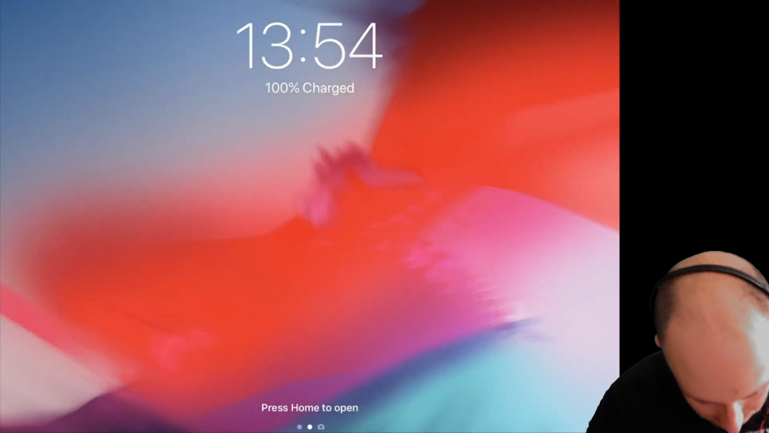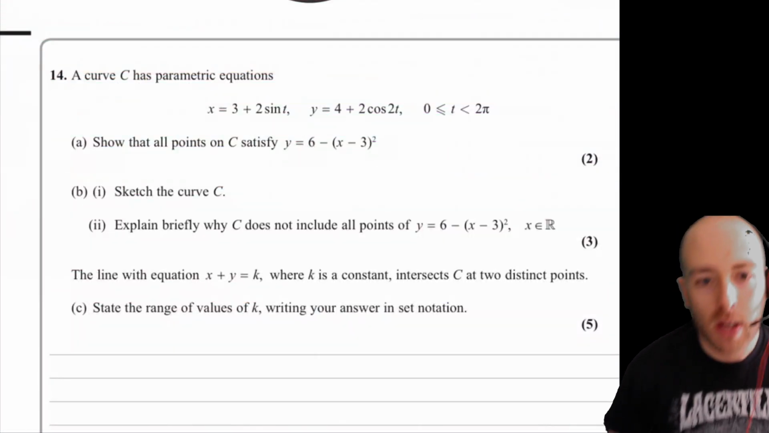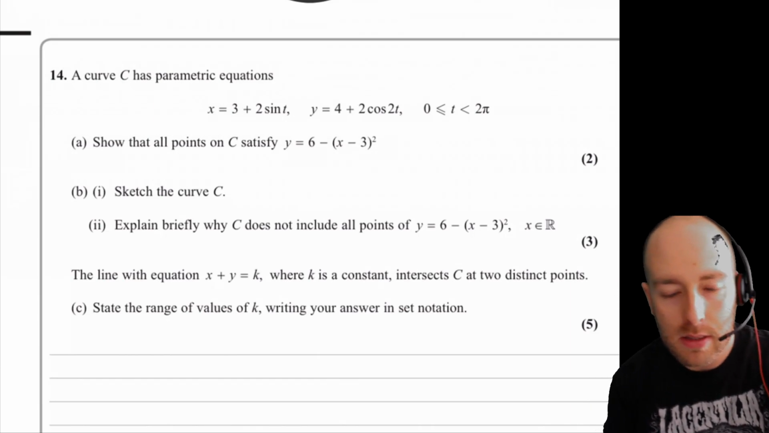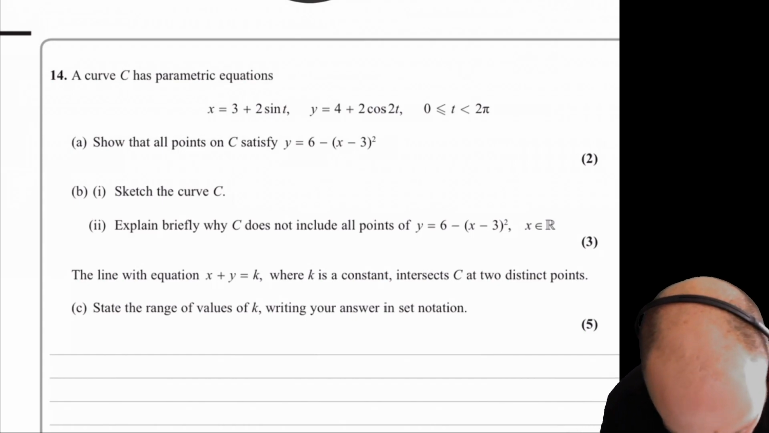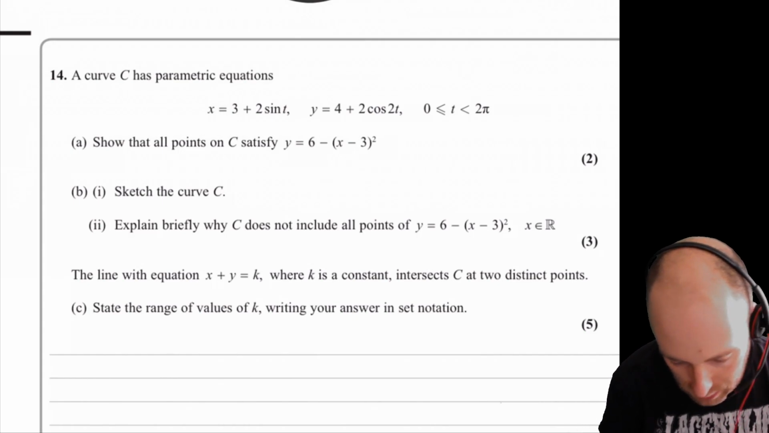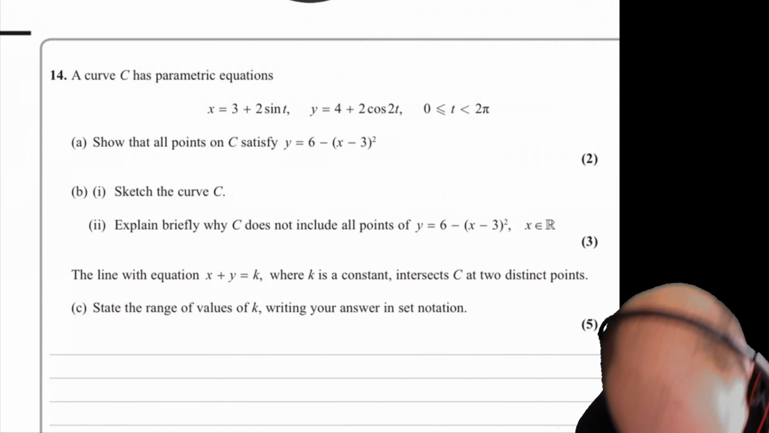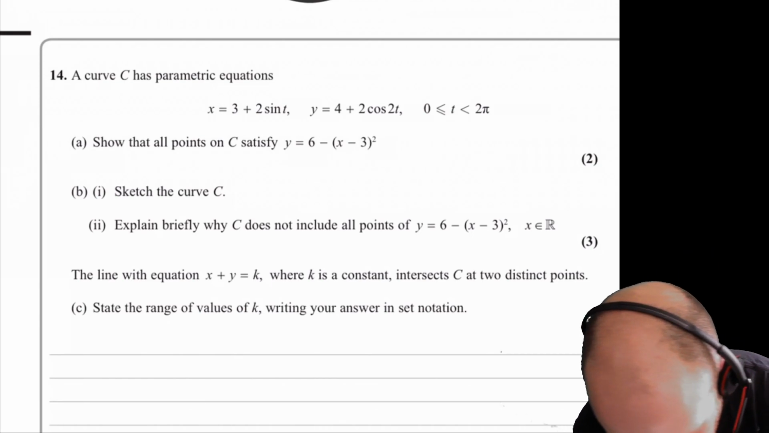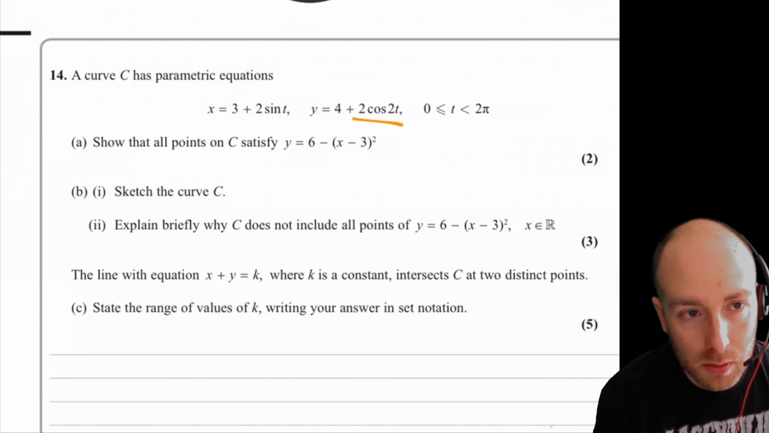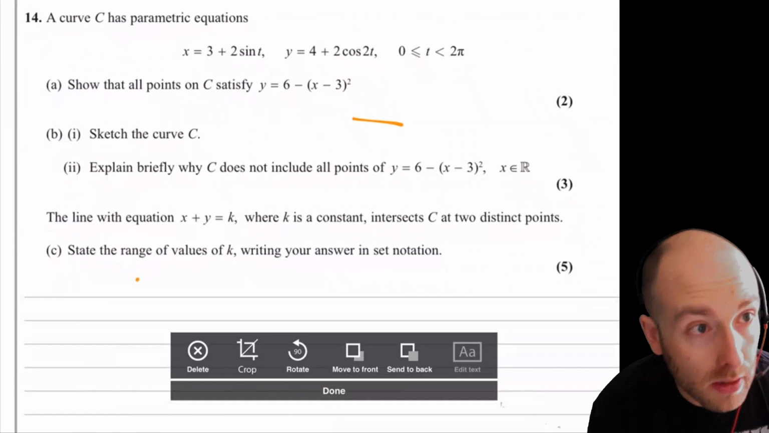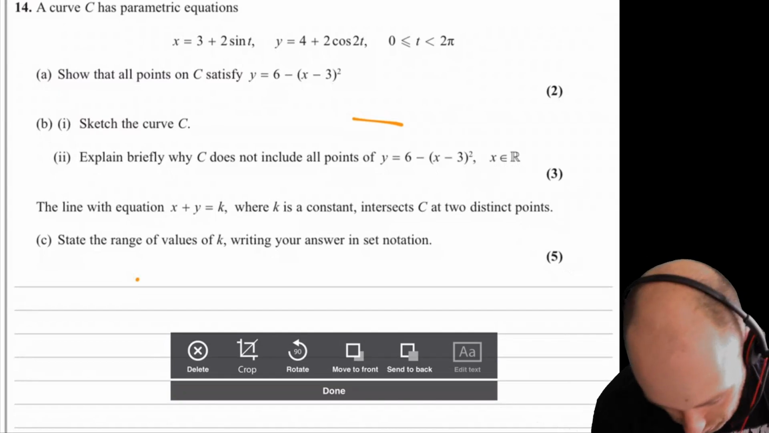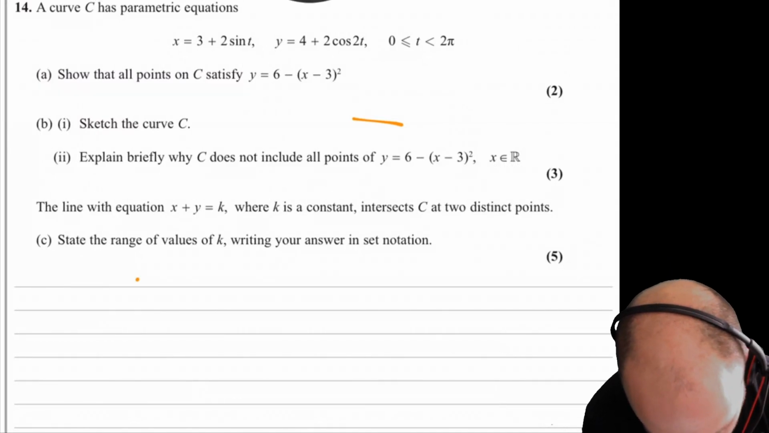All right. So for this one then, okay, so we need to show all the points satisfy this. We need to find the Cartesian, basically. So we're going to put these together. Because we've got cos double angle, we're going to need to use the sine version of the cos double angle formula. So let's write that out again.